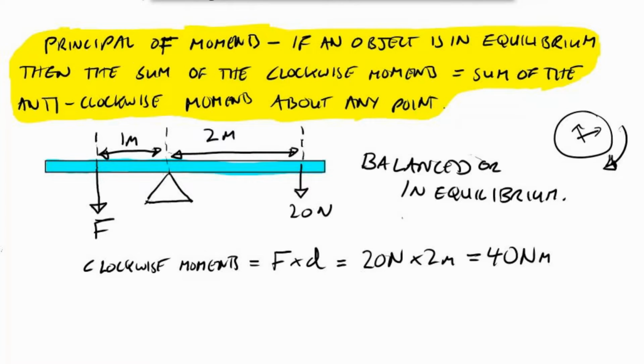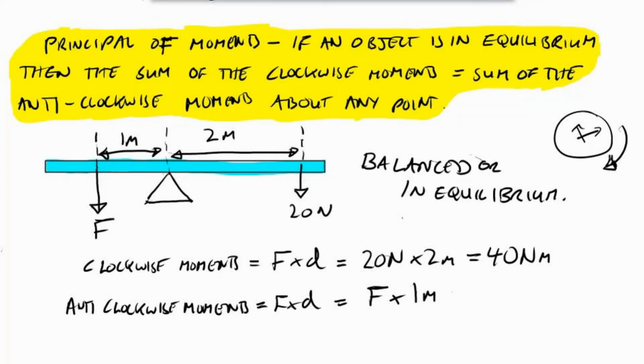Now let's examine the anti-clockwise moments. So again, that's force times distance. In this case, we don't know the value of the force, it's just F. F times 1 meter. The key point here is that because everything's balanced, or in equilibrium, the anti-clockwise moments and the clockwise moments must equal each other. So what does that mean?